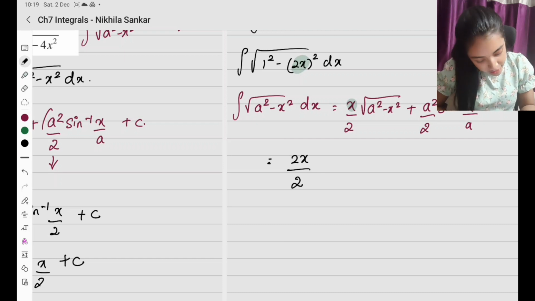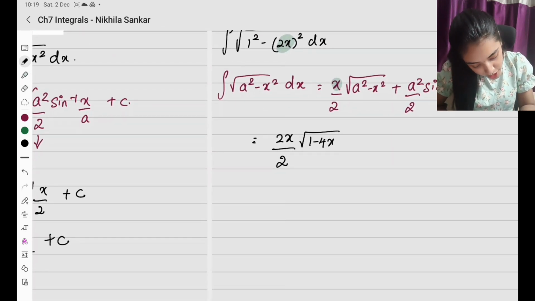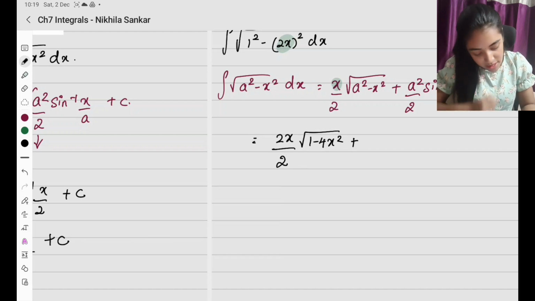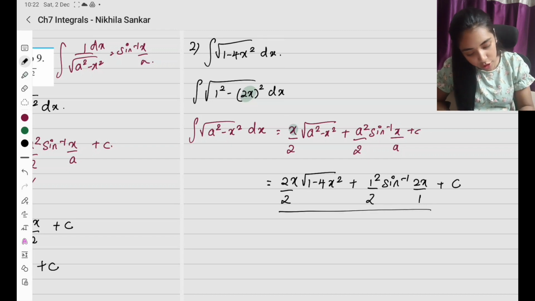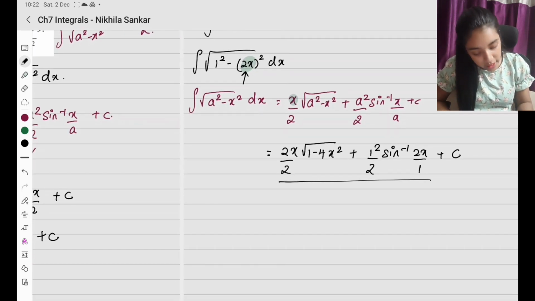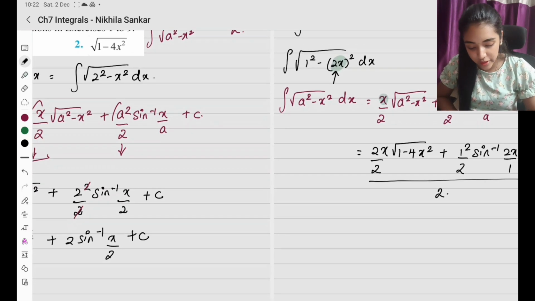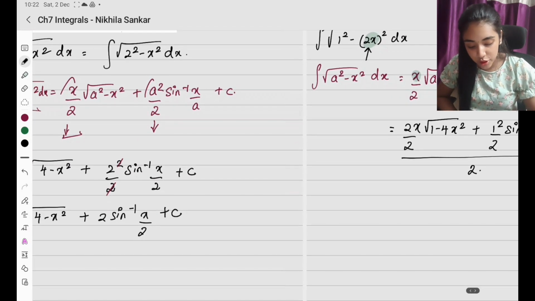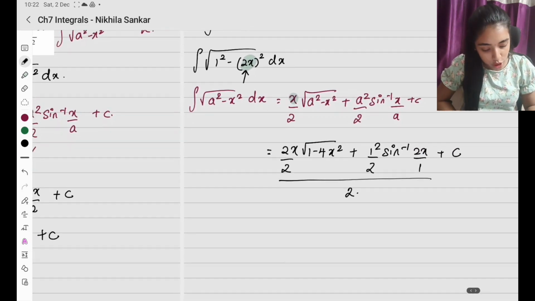So 2x divided by 2 square root of a square minus x square, which is the question itself, 1 minus 4x square, plus a square divided by 2, that is 1 square divided by 2, sine inverse of x by a, which is 2x divided by 1, plus c. But remember, your coefficient of x is nothing but 2. So you have to divide the whole equation by 2. Earlier the coefficient of x was simply 1, but here the coefficient of x is 2. So you have to divide by 2.